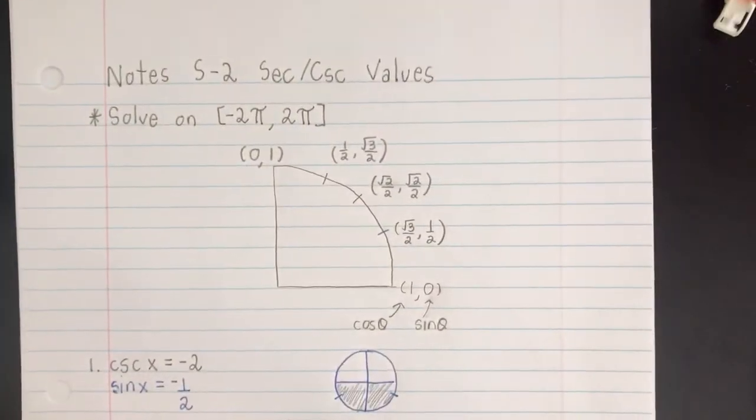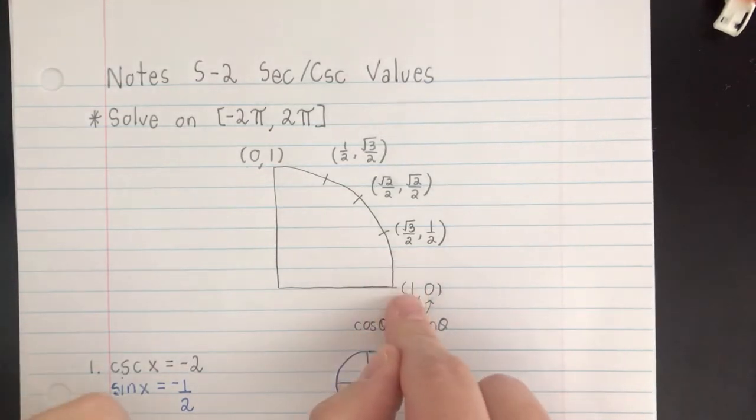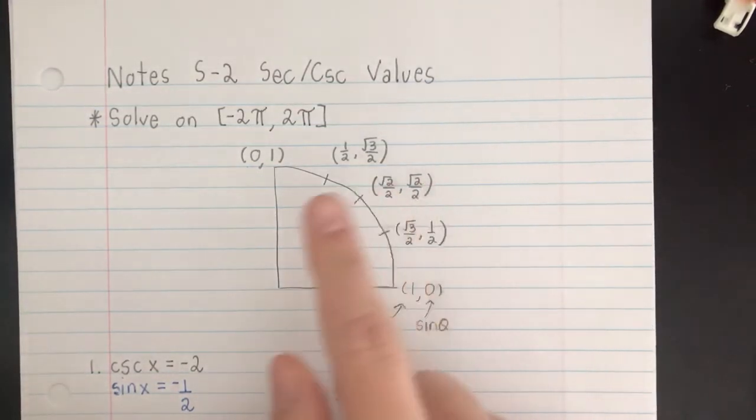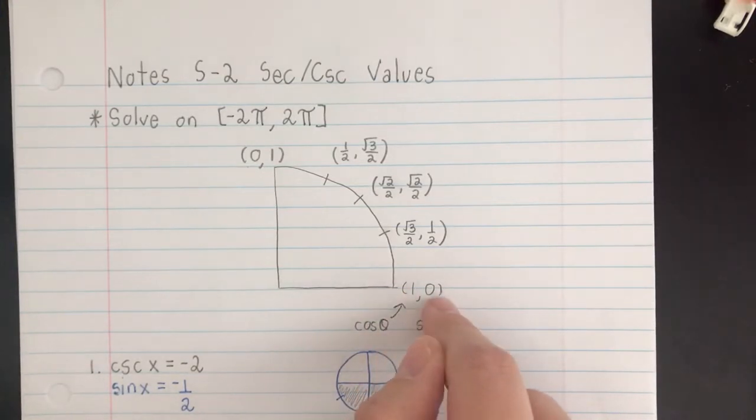And we are going to talk about S-2 secant and cosecant values. So solve on the interval -2 pi to +2 pi. So remember, that means once around the unit circle in each direction. All right, so we have here your trig values that you should already have memorized in the first quadrant of the unit circle, refreshing that cosine goes with x and sine goes with y.